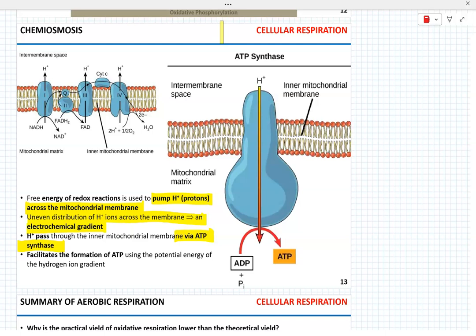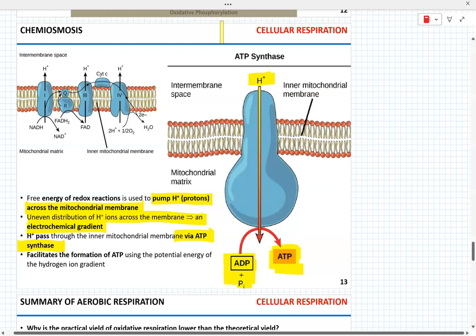So the potential energy of this gradient drives the movement, the diffusion, of hydrogen ions through ATP synthase. And the kinetic energy of that diffusion is transformed by ATP synthase into the potential energy of the chemical bonds in the molecule of ATP. The energy of hydrogen ion diffusion essentially provides the required energy for ATP synthesis from ADP and inorganic phosphate.